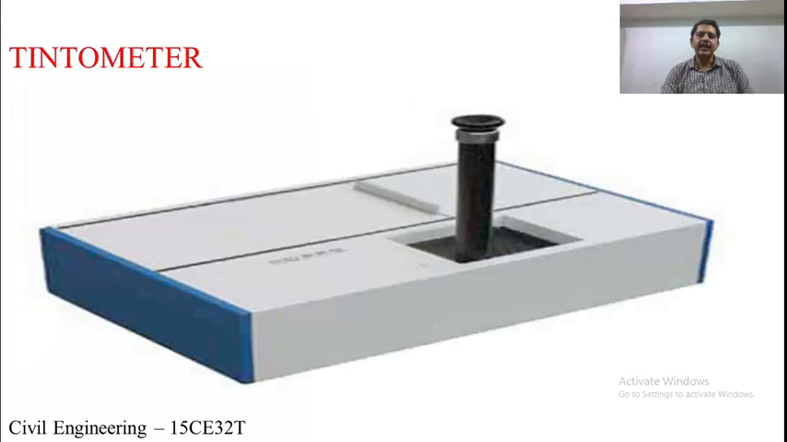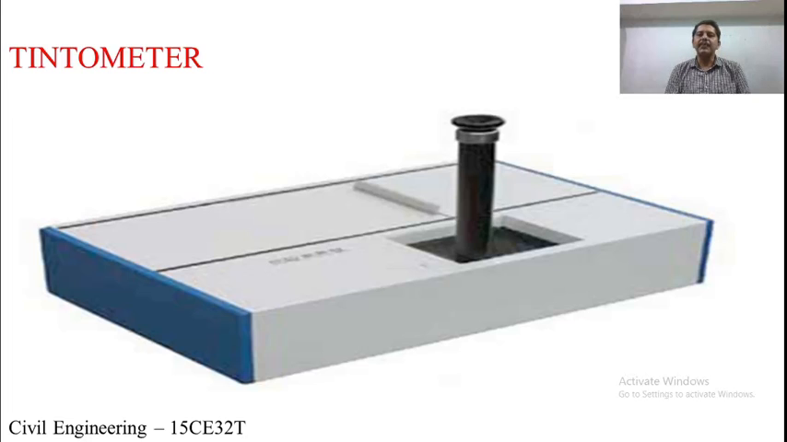This tintometer has an eyepiece. That eyepiece has 2 holes. One is for the sample to be tested and another is for the standard colored slices. As we have already discussed, standard colored slices are prepared and kept in the laboratory. The other is the sample to be tested.